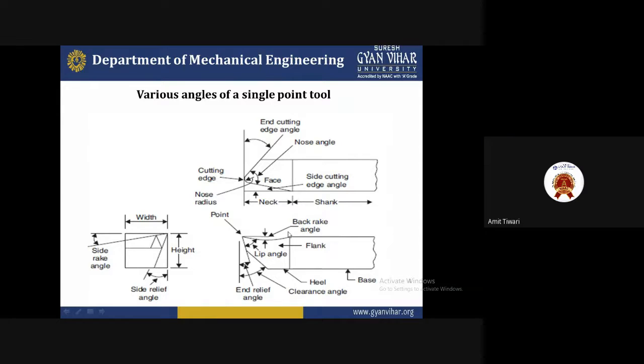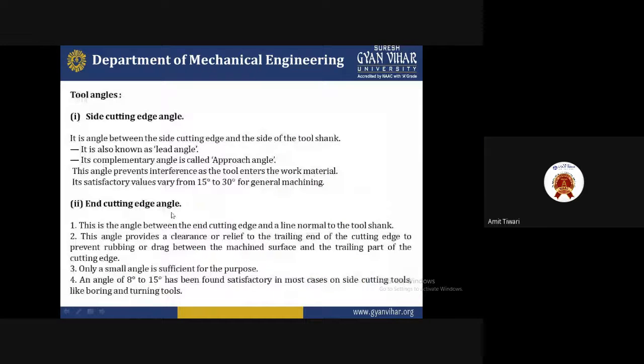So what happens if the end cutting edge angle is below 8 degrees or above 15 degrees? A range of 8 to 15 degrees is the satisfactory angle. If you select an angle in this range, you will get good machinability and good surface finishing at that standard angle, which you select for the boring and turning tool.